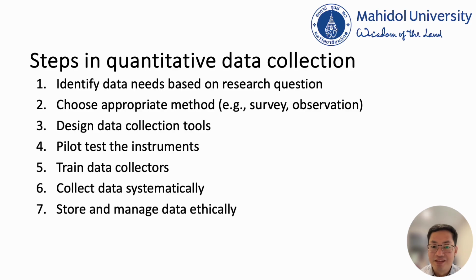Training your team is essential to ensure consistency and reduce bias. During collection, follow standardized procedures closely. Finally, store and manage your data securely to maintain confidentiality and quality. Each step builds on the last to make your research reliable, valid, and ethically sound.